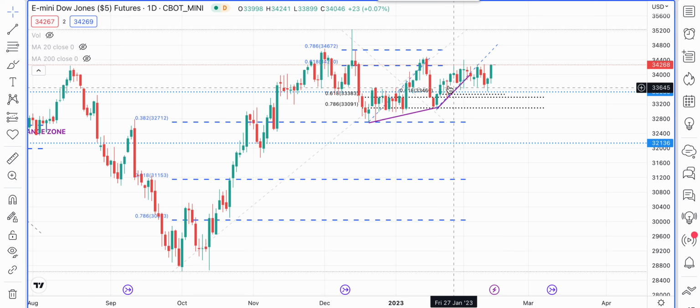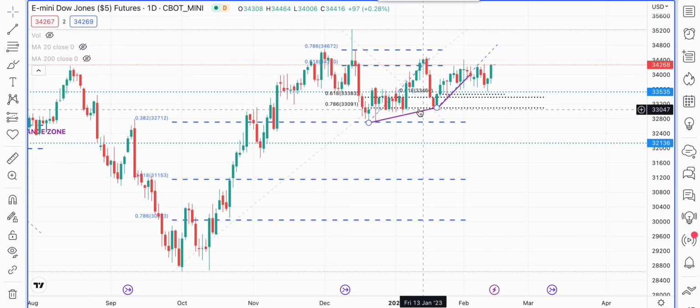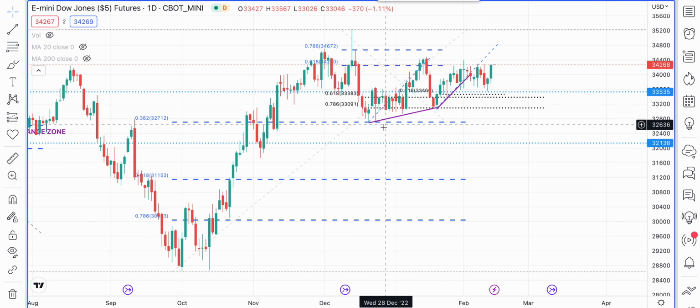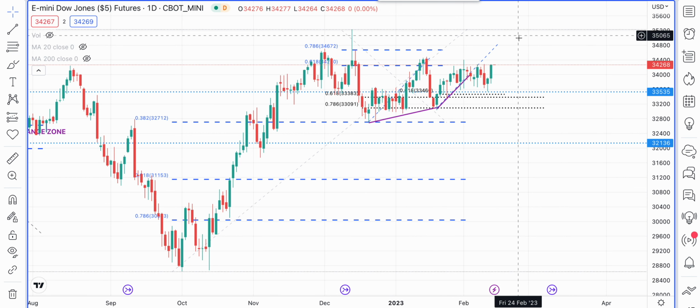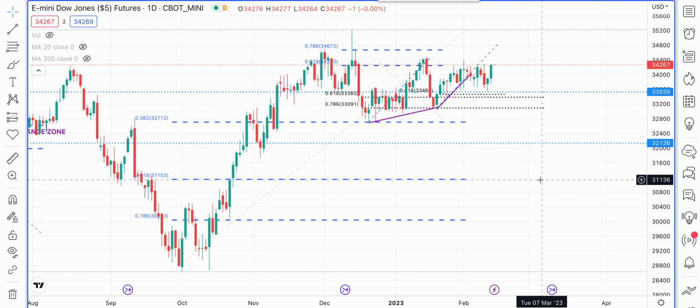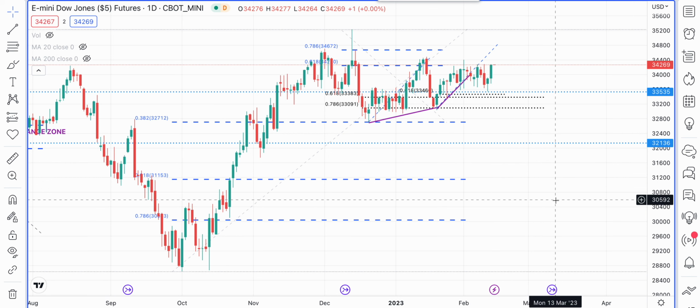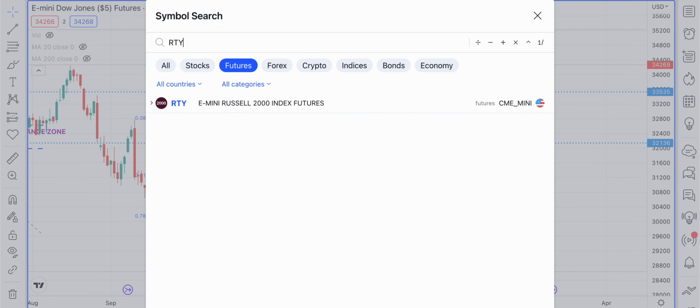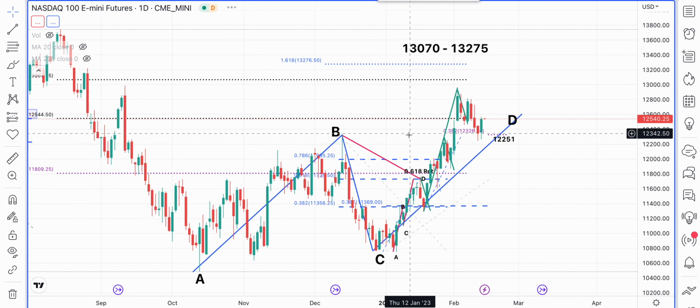Here it's a similar kind of pattern, and we are looking for an ABCD completion, which will take us around 34,700 to around 34,800 level, much like the cash market. Okay, let's take a look at the Russell. Actually, let's take a look at the NQs.